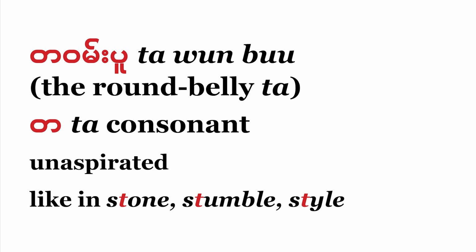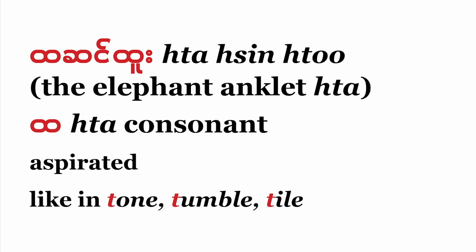Da, da. The next letter is Ta, or tasintu, and it's called tasintu because it resembles the ankle rings used to hold working elephants in captivity in the old times. And the word for that instrument is sintu, tasintu. This letter's consonant sounds exactly like the typical English T, so with that, you are free to use the T sound in tone, tumble, and tile.